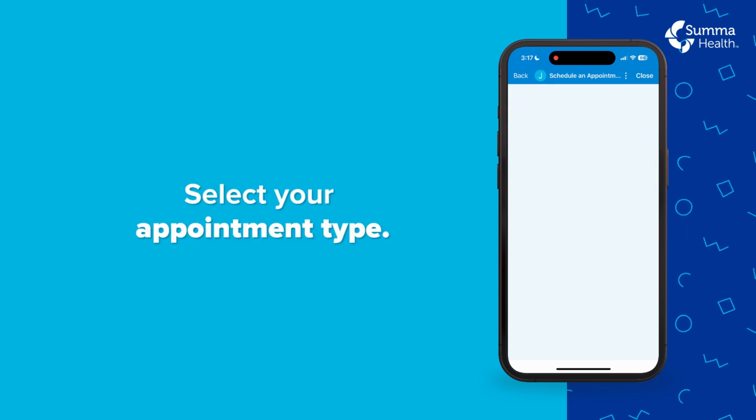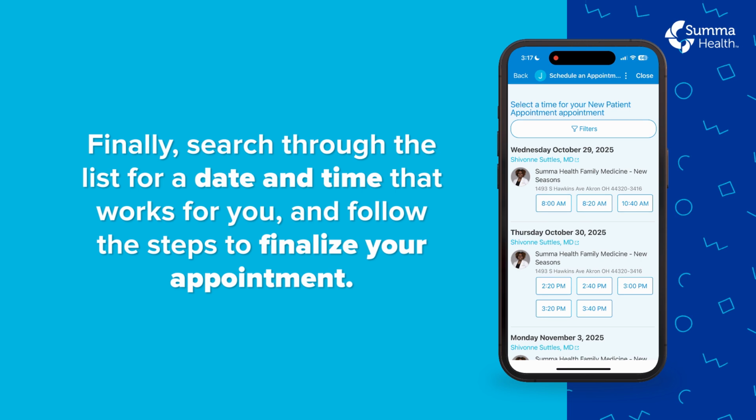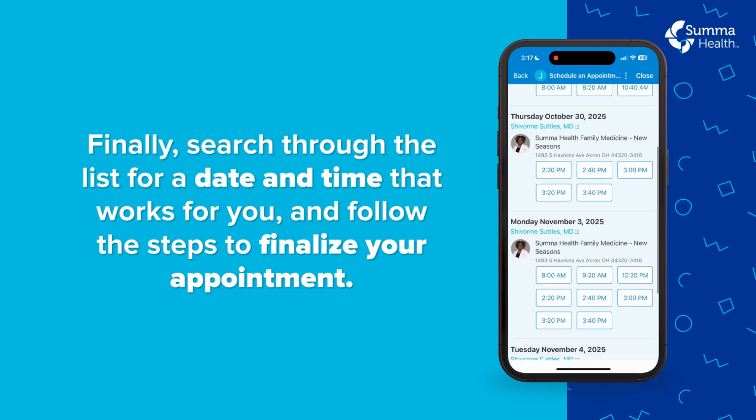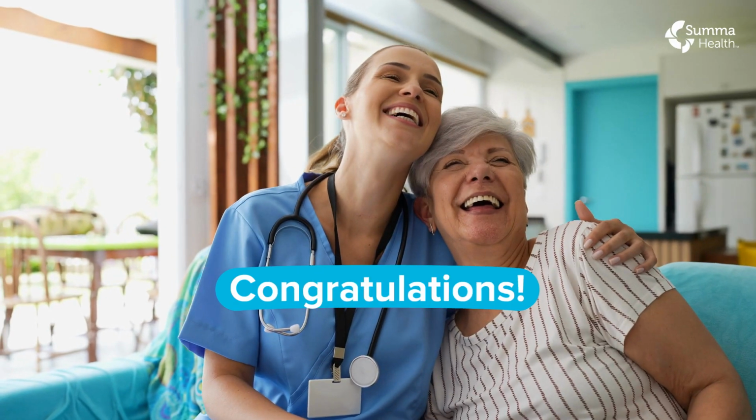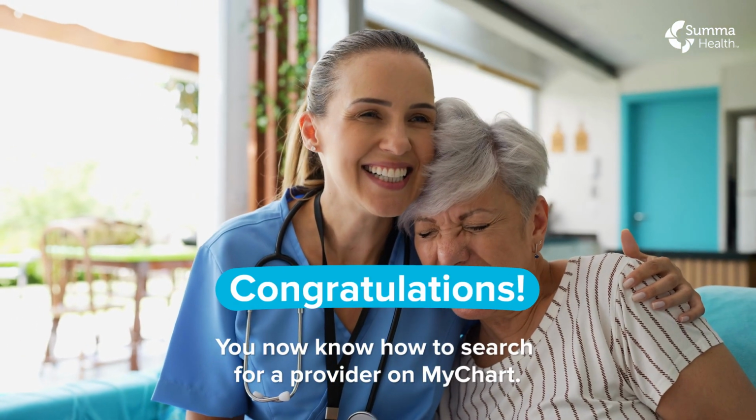Select your appointment type. Finally, search through the list for a date and time that works for you and follow the steps to finalize your appointment. Congratulations! You now know how to search for a provider on MyChart.